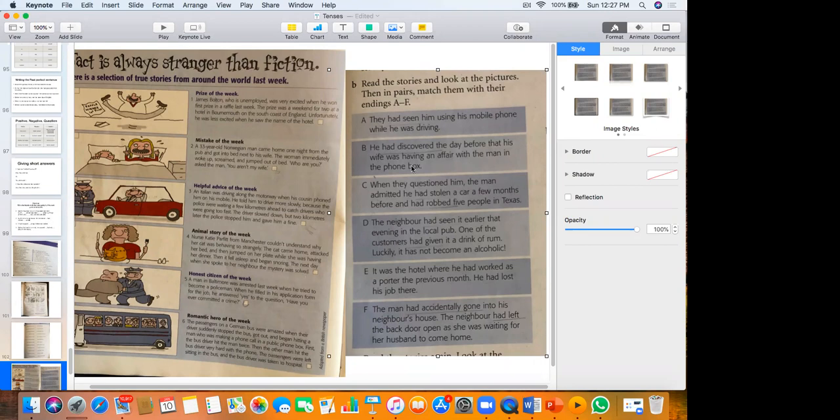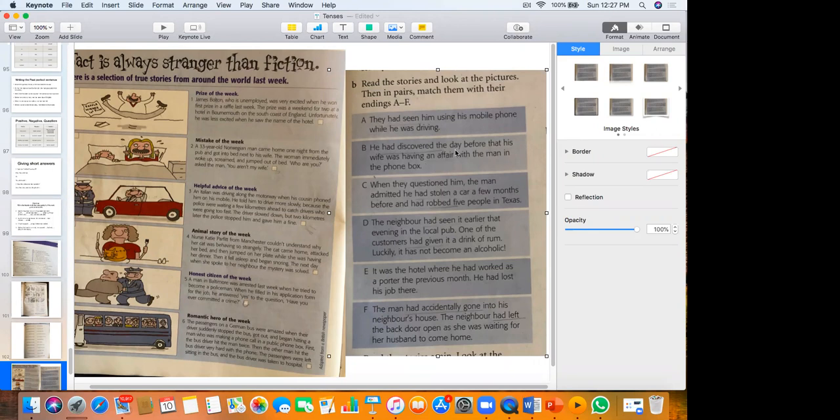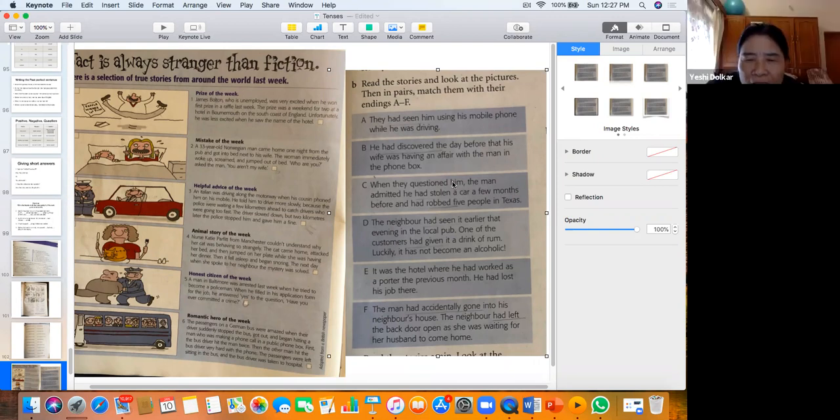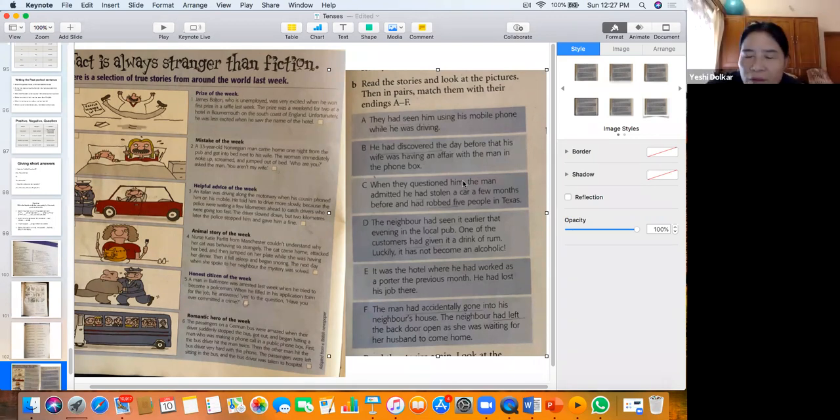He had discovered the day before that his wife was having an affair with the man in the phone box. Okay, so why did he stop the bus and beat up that man? Because he had discovered the day before that this man in the phone box was actually having an affair with the bus driver's wife.